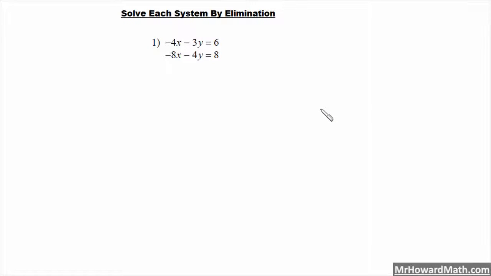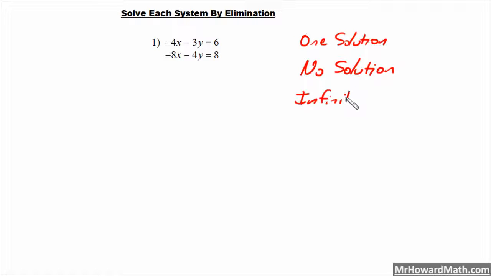Alright, in this video we're going to solve linear systems by elimination. In the previous video we used graphing, and we learned that we can have one of three possibilities for a linear system. We can have one solution, and that's where the lines cross at one point. We can have no solution, where they would be parallel and never cross, or we could have an infinite number of solutions, meaning that they're the same line, so they share all the points. So those were our three possibilities.